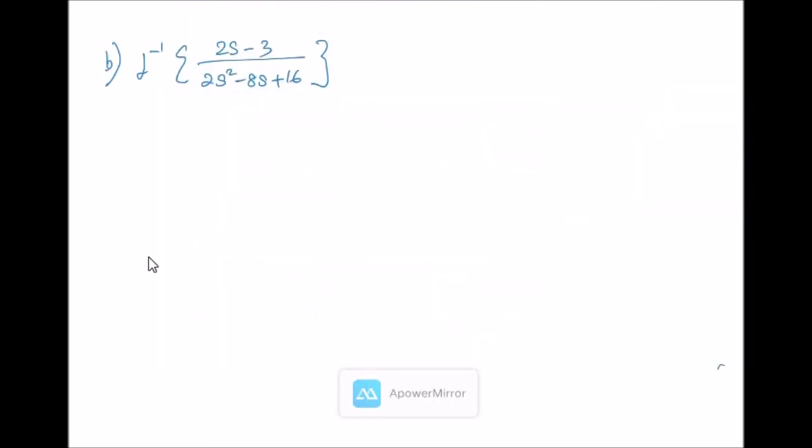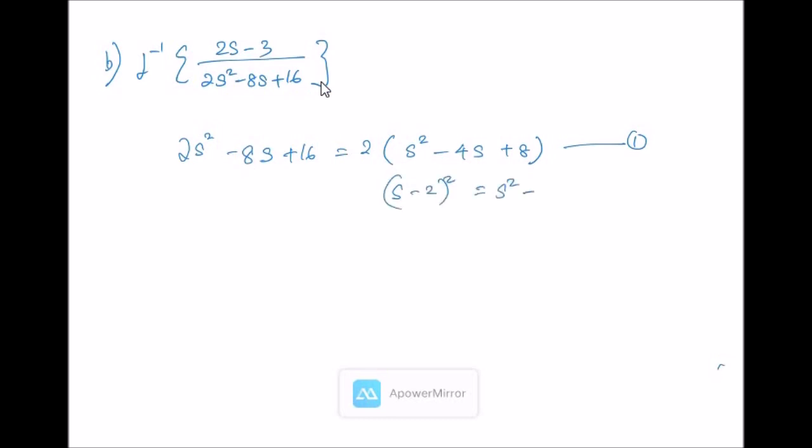Okay? To do this question, we need to factorize this one. So 2s squared minus 8s plus 16, we take out the 2, we left s squared minus 4s plus 8. Okay, this is question number 1. So if we want to take this s minus 2 squared, this is equivalent to s squared minus 4s plus 4, which can cover the first half part.